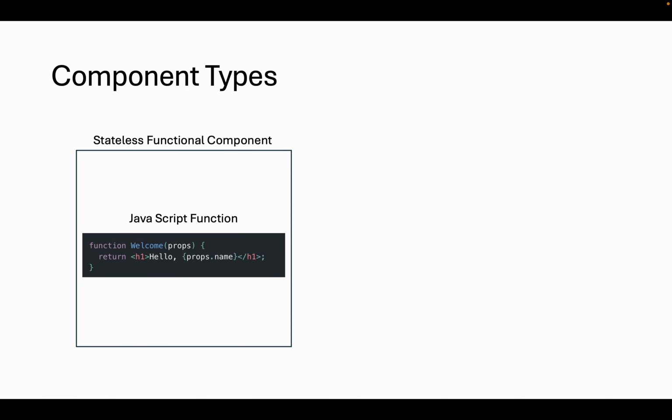There are normally two types of components available. The first one is the stateless functional component. A stateless functional component is nothing but just a JavaScript function that returns HTML. For example, here there is a welcome function that is returning hello world. It's not literally returning it, but it's my assumption that it's returning hello world HTML from this function.